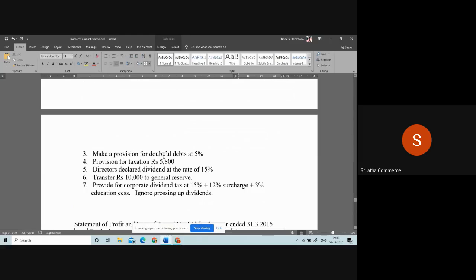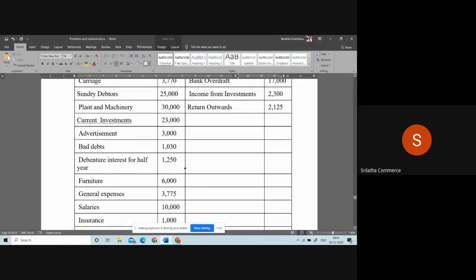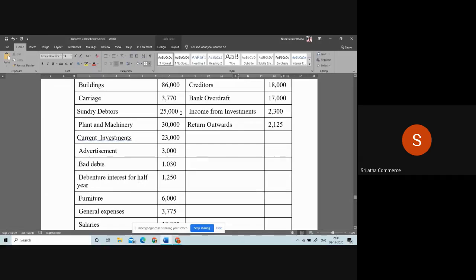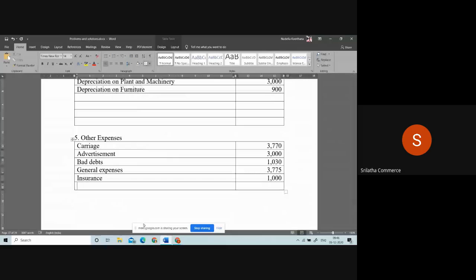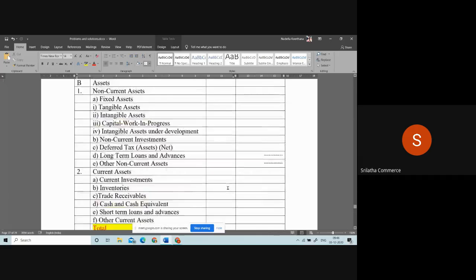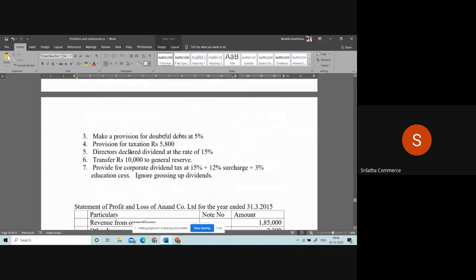Third point is what? Make a provision for doubtful debts at 5%. So this is to be calculated on sundry debtors. So what are your sundry debtors? 25,000. It comes under other expenses, provision for bad and doubtful debts, 1,250, at the rate of 5%. Okay. The next effect we deduct from sundry debtors. So even this is over.